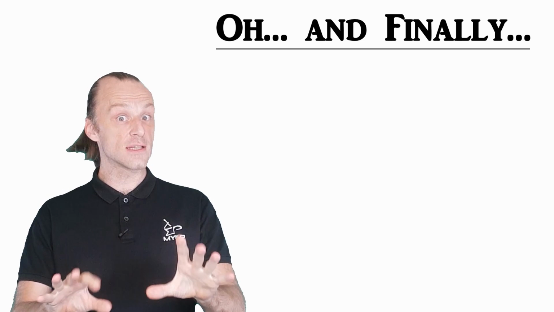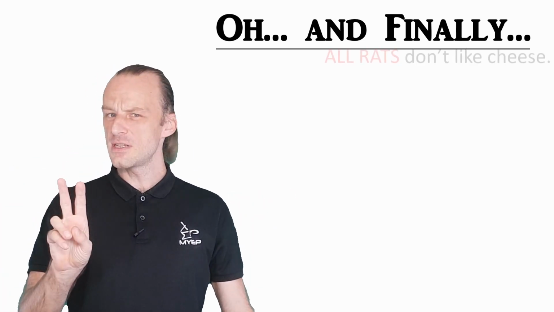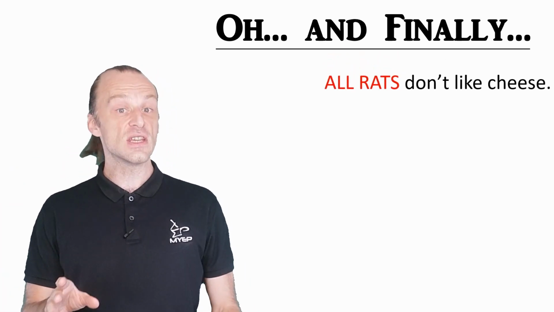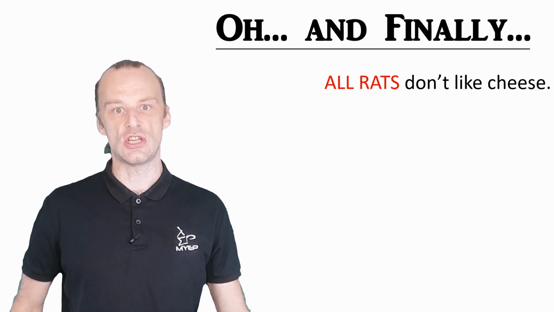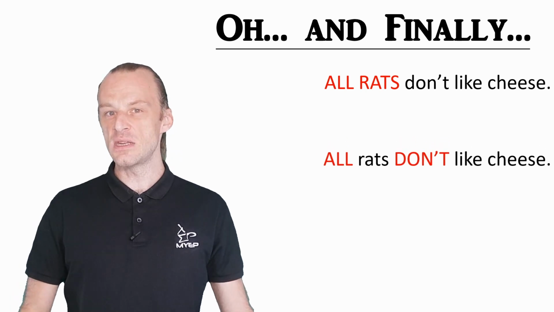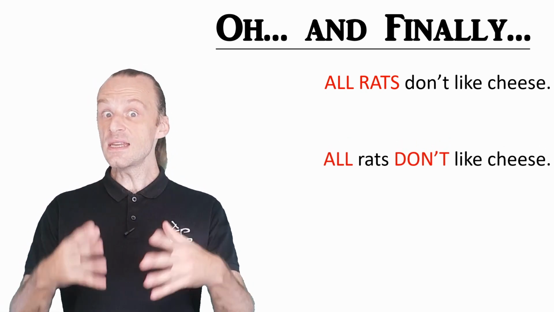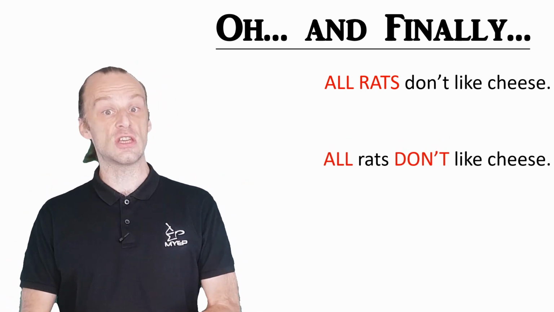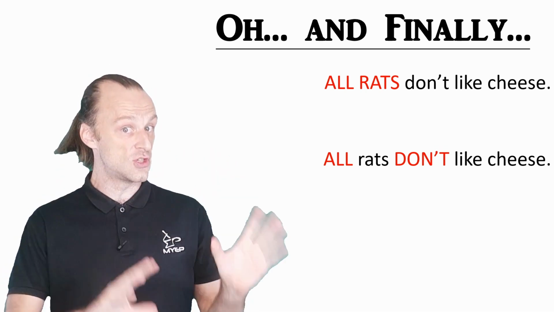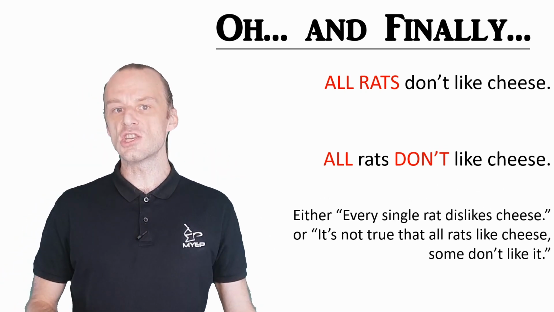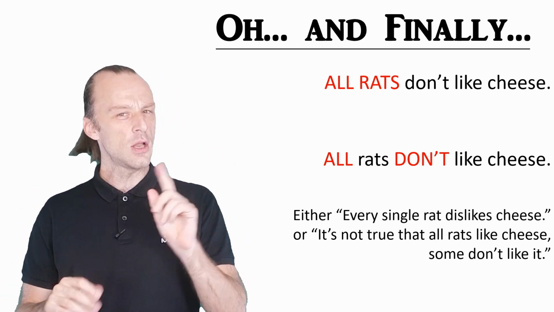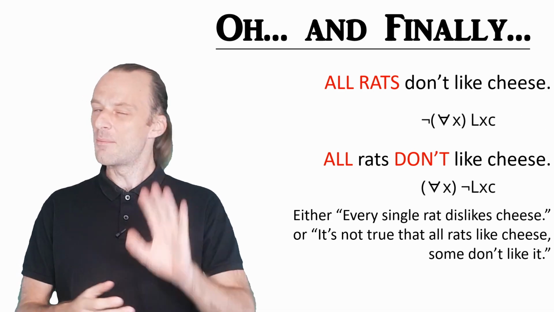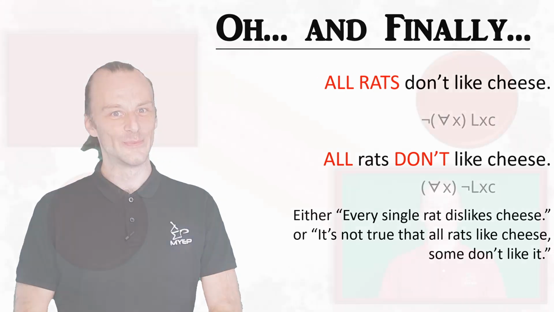And last of all, let me go back to not Q. All rats don't like cheese. Remember I said it had two meanings? The first is that all rats, every single rat in the universe, don't like cheese. The second possible meaning is something more like there's at least one rat which doesn't like cheese. It's not true that all of them do like it. In normal English, we would have to find a way to choose between these two options, but logic has a way of making it clear. But that is for another video.